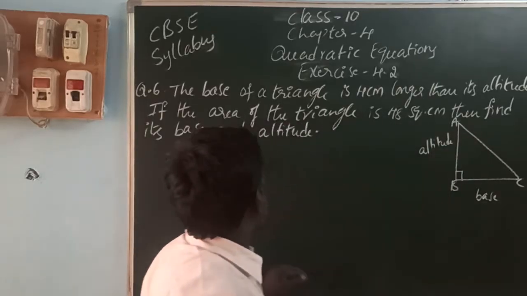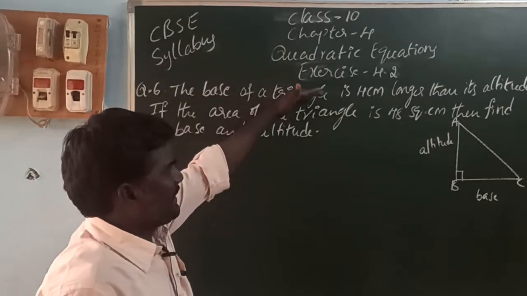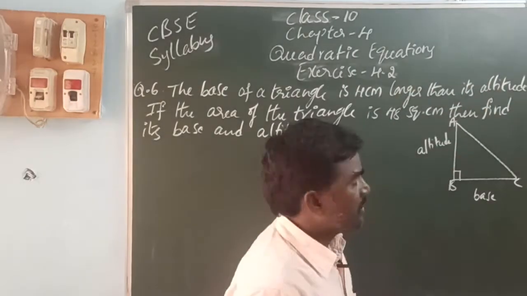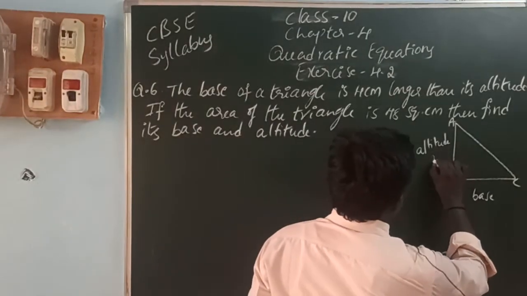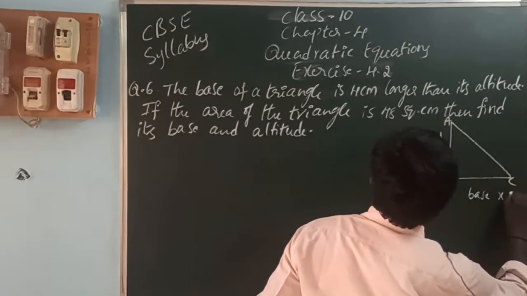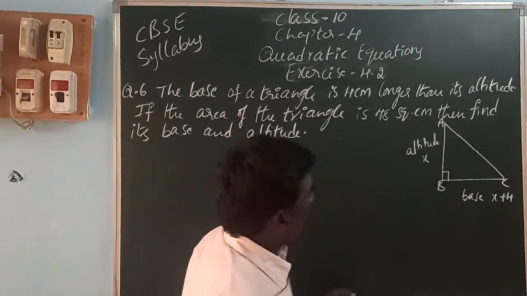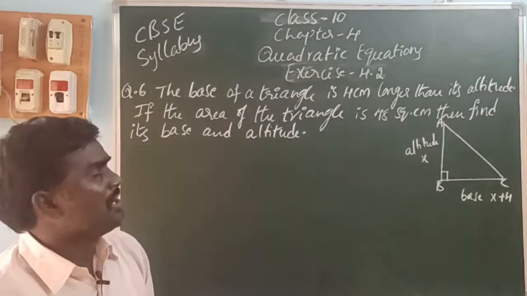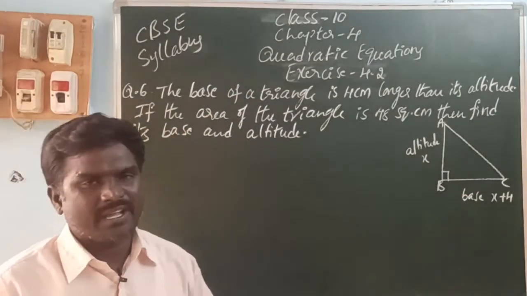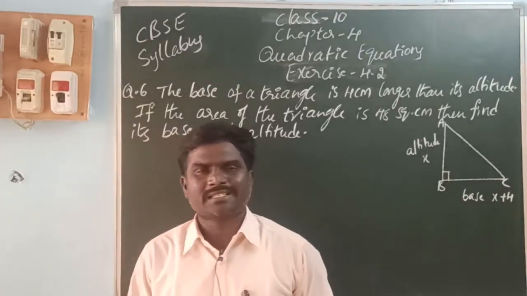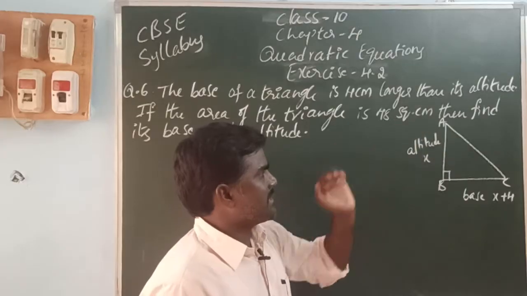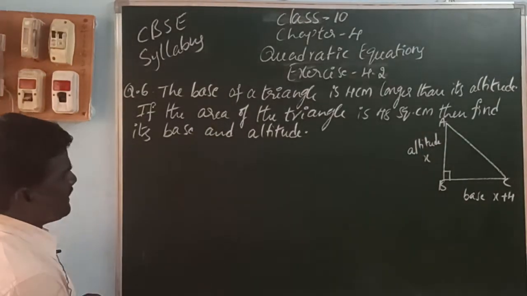Here what is given? The base of a triangle is 4 centimeter longer than its altitude. So here we don't know the altitude, let us take that as x. Then the base is how much? x plus 4 centimeter, longer than its altitude. Next, what is given? The area of the triangle formula is what? Half into base into height. How much is given? 48 square centimeter, then find its base and altitude.